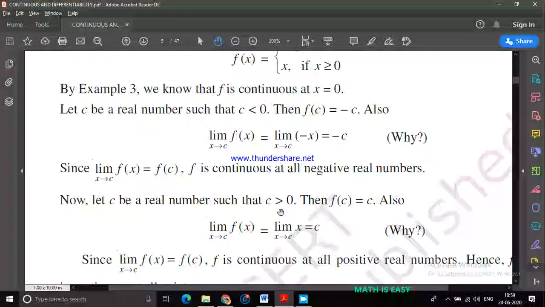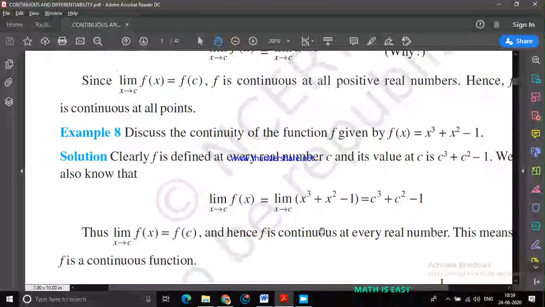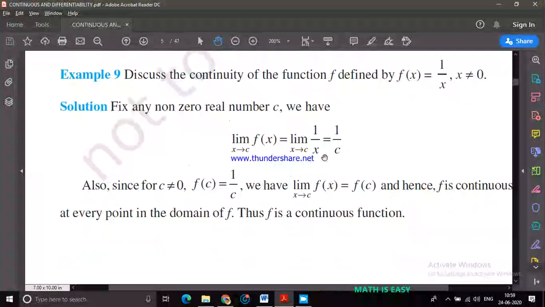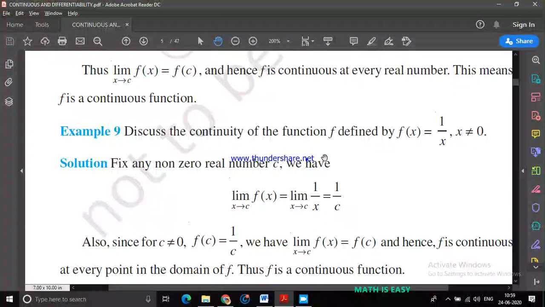And similarly, the second case is if C is greater than 0, meaning a positive number, then f of x is going to be x if x is greater than 0. So the limit as x tends to C, f of x is going to be C only. So the functional value, left limit, and right limit are all the same, whether it is less than 0 or equal to 0. Hence the function has to be continuous. So like this, you have different types of examples; let me discuss this ninth example, one of the important ones.